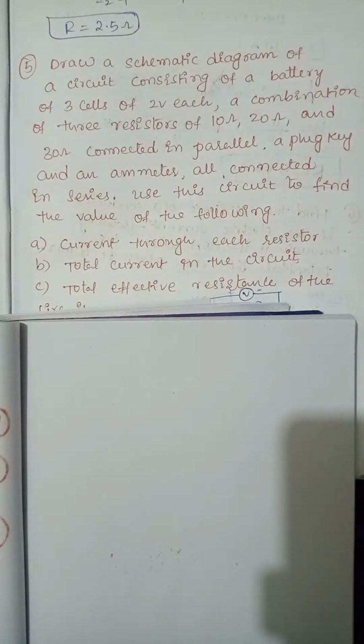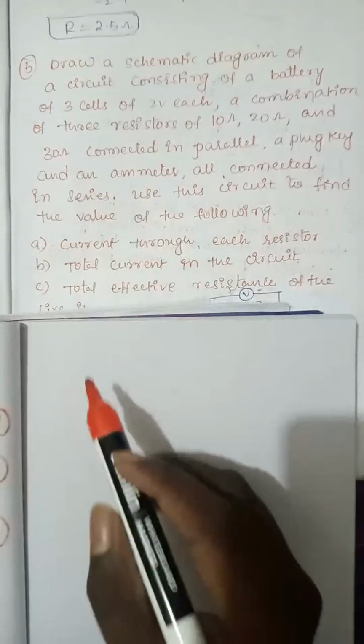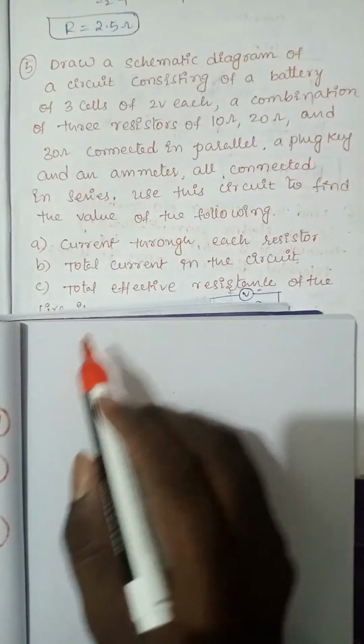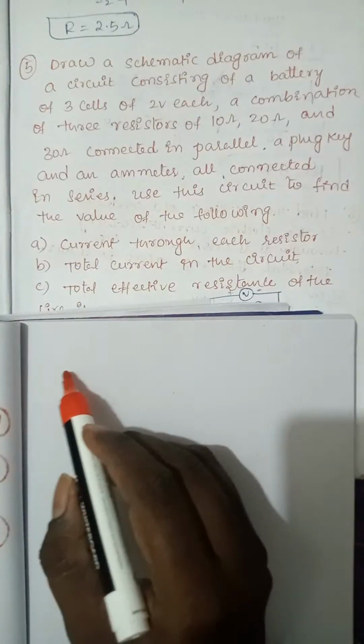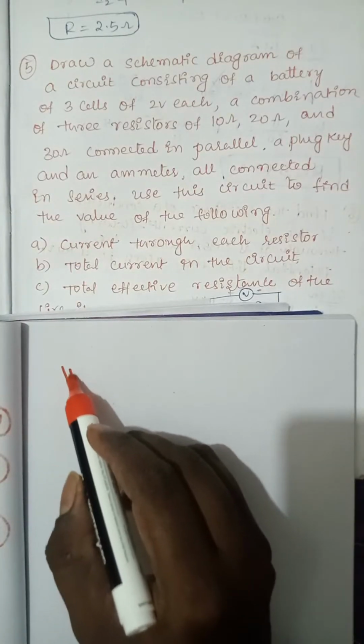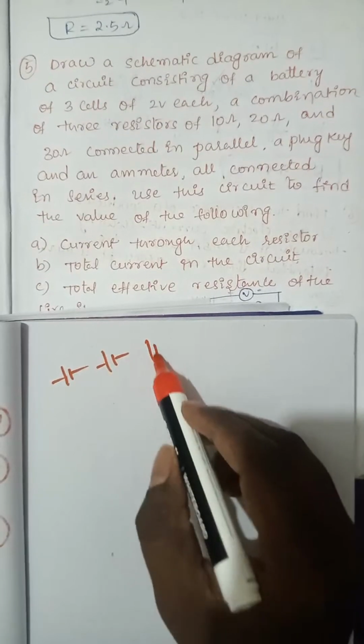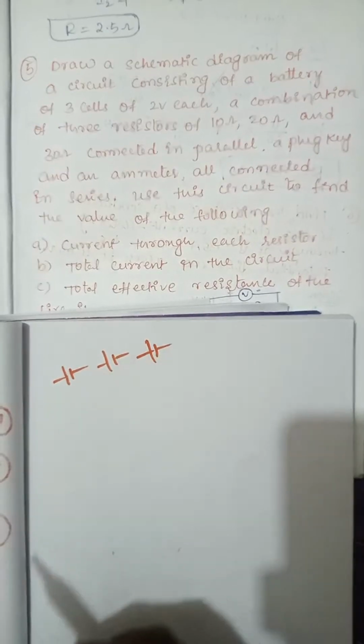So first of all, you can check once. Draw a schematic diagram. They ask, draw a schematic diagram. So what appliances are given? It consists of a battery of three cells, 2 volts each. So three cells I'm taking. One, two, three. Just for your understanding, I'm drawing.